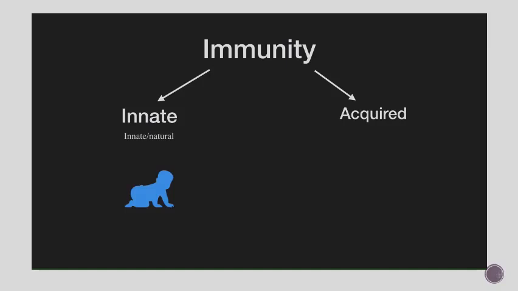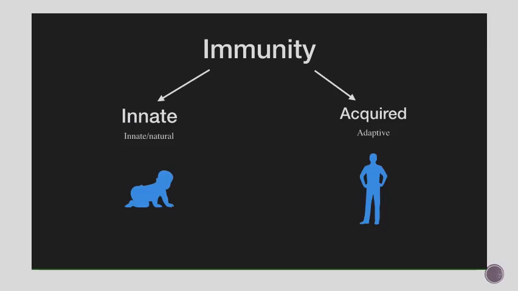Now, your immune system uses two main strategies to defeat any type of unwanted invaders. One of the strategies is called the innate immune system, and the other one is called the acquired immune system. The innate immune system is mainly present since birth, and is therefore sometimes also called the natural immune system, while the acquired, however, forms during a person's lifetime, and is therefore sometimes also called the adaptive.